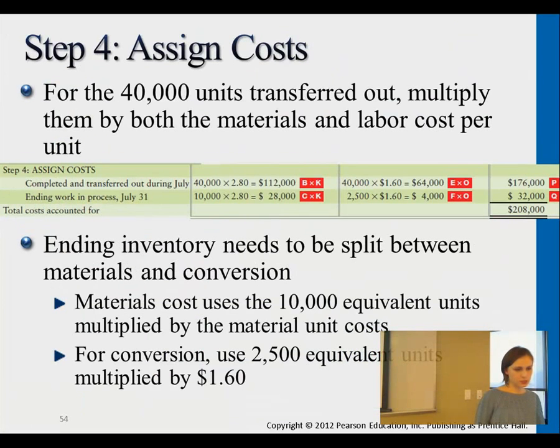So it allows us to calculate the total cost that we're accounting for, 208,000. So ending inventory we need to split between the materials and conversion because they are added at different times, right? And we're using different rates.